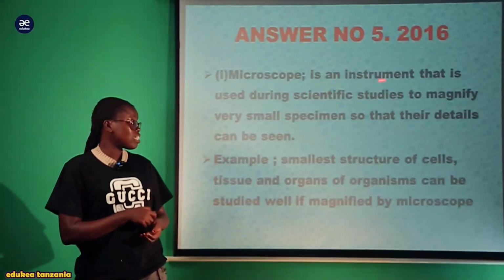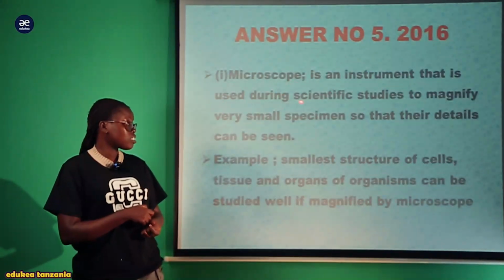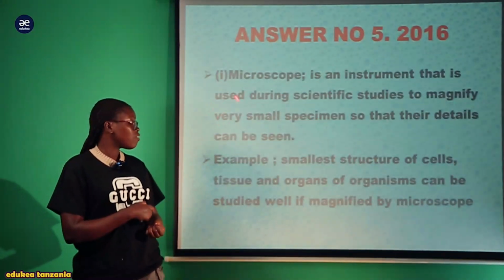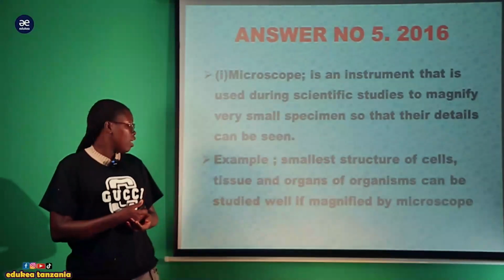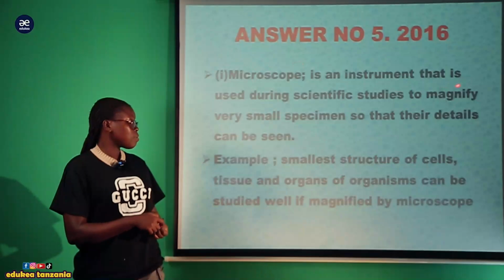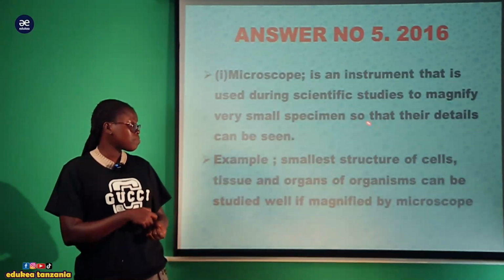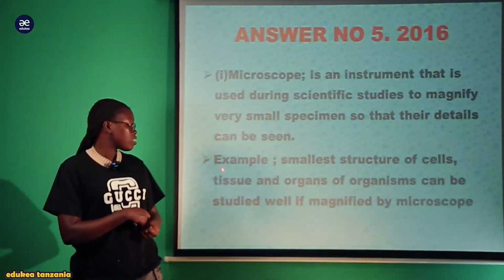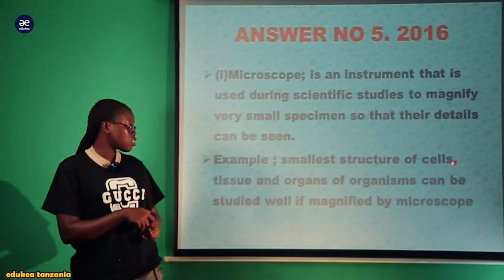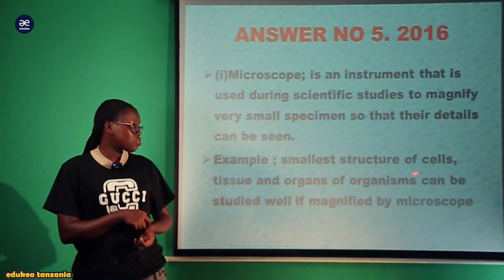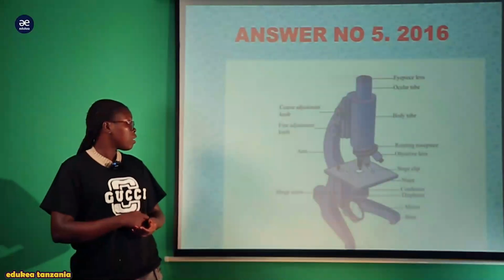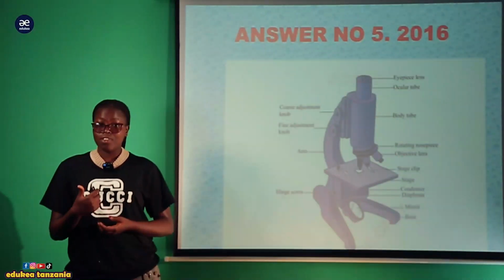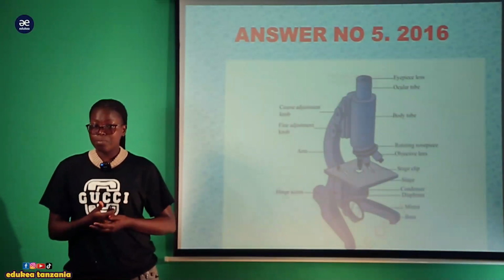So microscope, this is an instrument that is used during scientific studies to magnify very small specimens so that the details can be seen. For example, this is the main function, to magnify very small specimens so that their details can be seen. The smallest structures of the cell, tissue, and organs of an organism can be studied well if magnified by a microscope. And this is the structure of the light microscope.